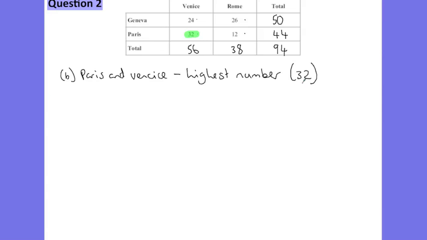A person taking one of these holidays is chosen at random. It's going to be a probability question. C. What is the probability that this person visited Rome and Geneva? So not Rome or Geneva, they've got to have gone to Rome and Geneva. So Rome and Geneva, we're looking here, 26 people, Geneva and Rome. So this is the probability we're looking for, 26 out of the total number, 94.